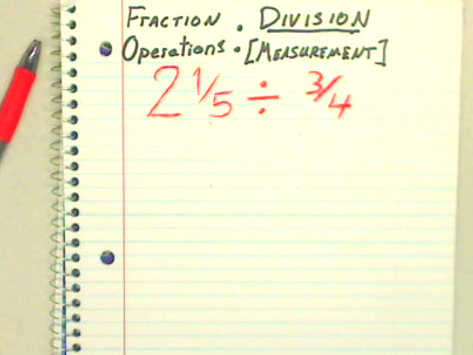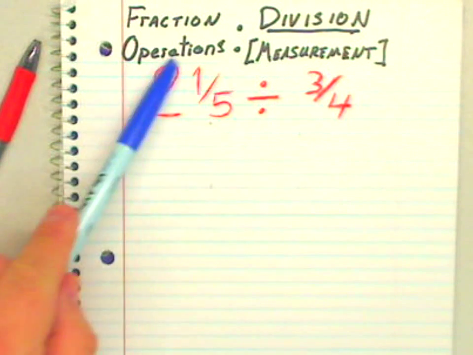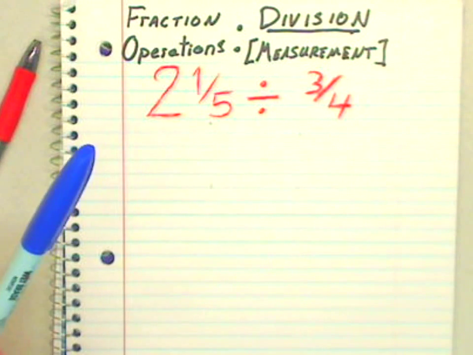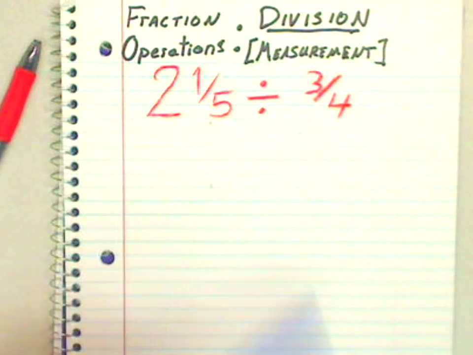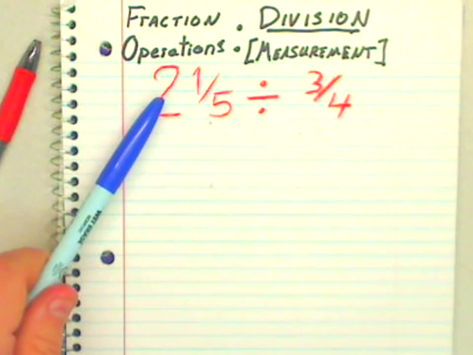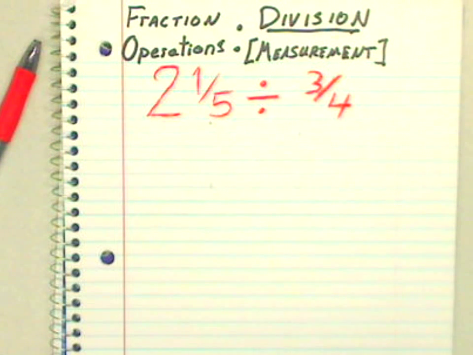Today, I want to explain how to do division with fractions from a measurement perspective. What that means is if we're doing measurement division, we start off with some amount of stuff, and we want to see how many groups of this size we can make with this amount of stuff. So here we have 2 1/5 units, and we want to know how many groups we can make that are 3/4 of a unit big.